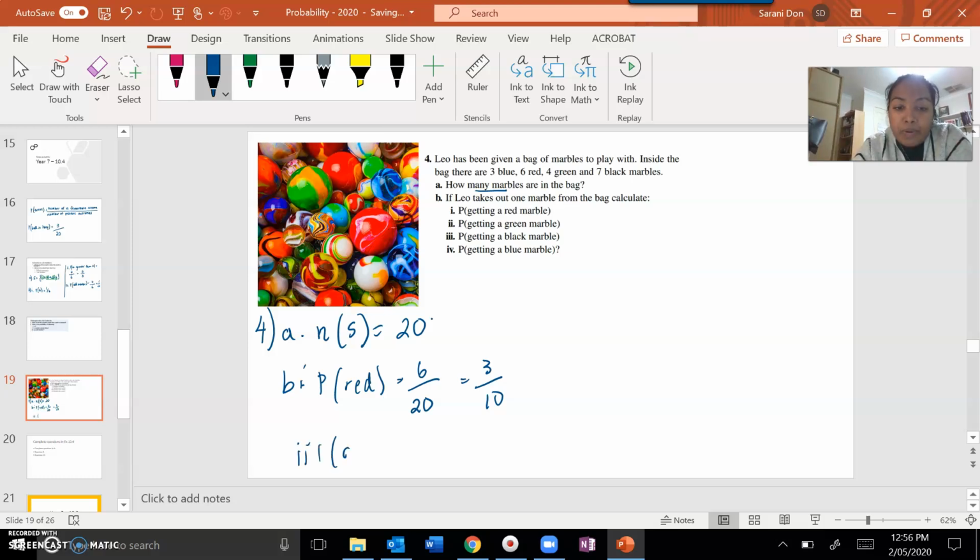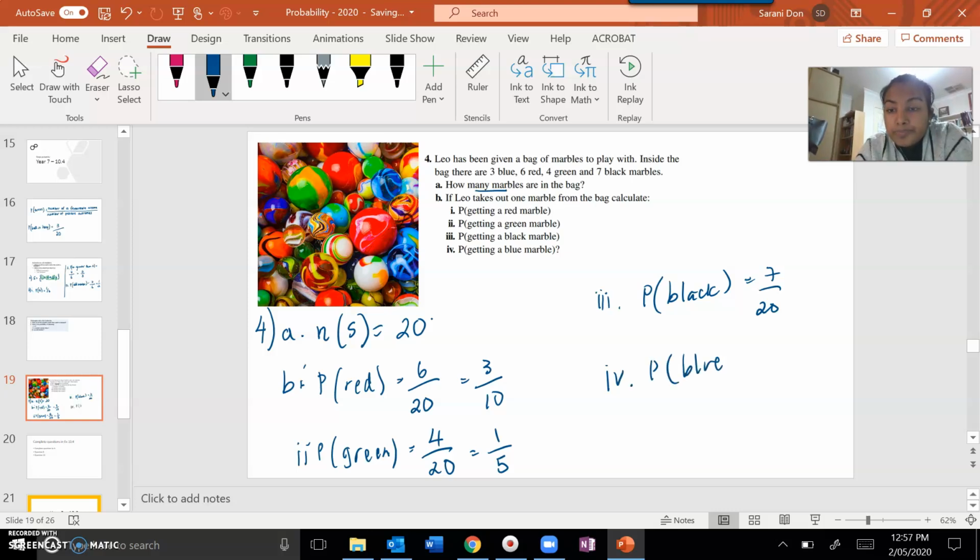Part 2 is the probability of getting a green. So green, there are 4 out of 20, which is 1 out of 5. Part 3, probability of getting a black marble is 7/20. Can't simplify that. And part 4 is blue, which is 3 out of 20. So that's all it is.